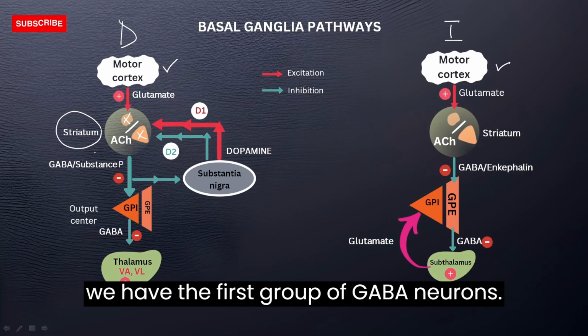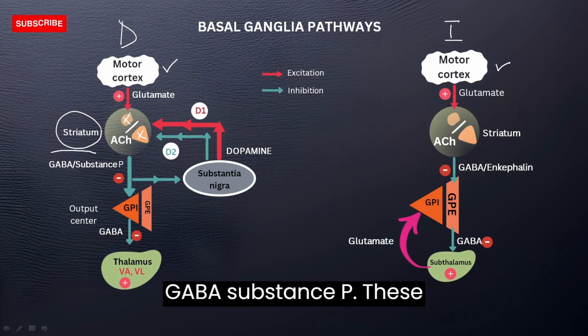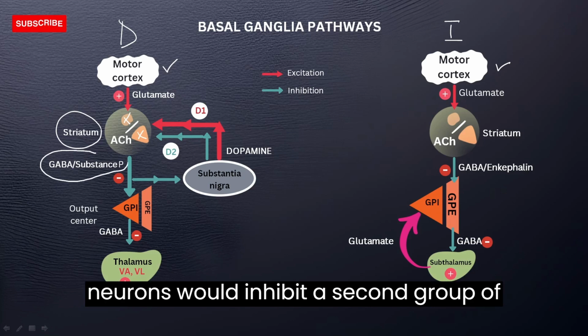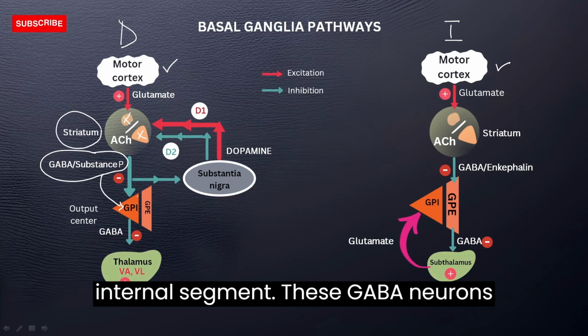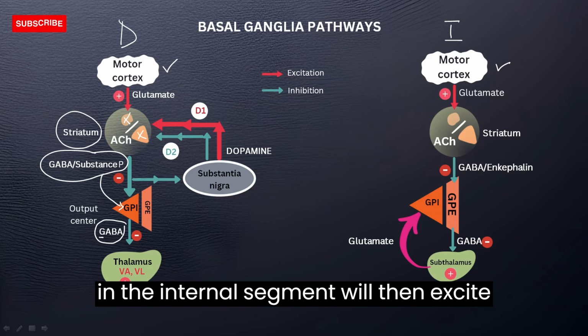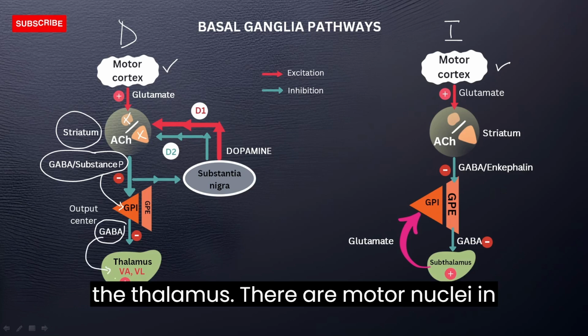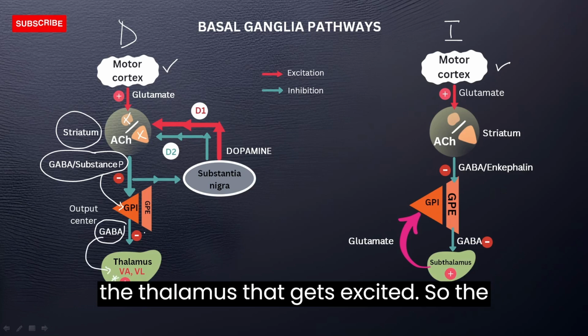So we have the first group of GABA neurons, GABA substance P. These neurons would inhibit a second group of neurons in the globus pallidus internal segment. These GABA neurons in the internal segment will then excite the thalamus. There are motor nuclei in the thalamus that get excited.